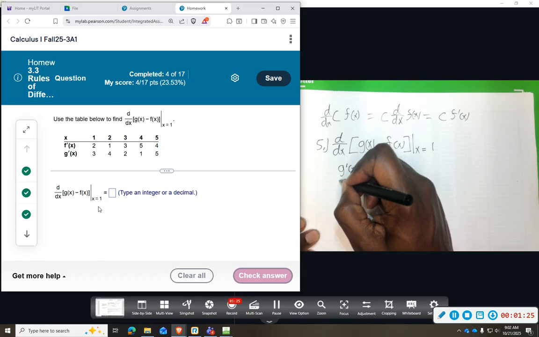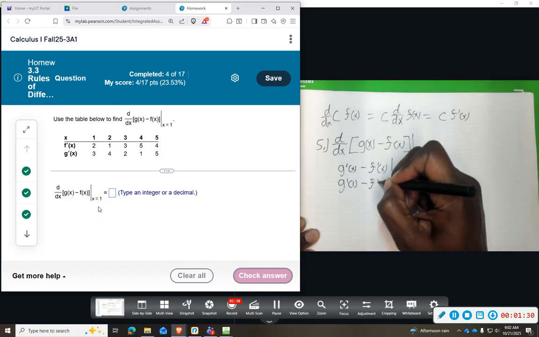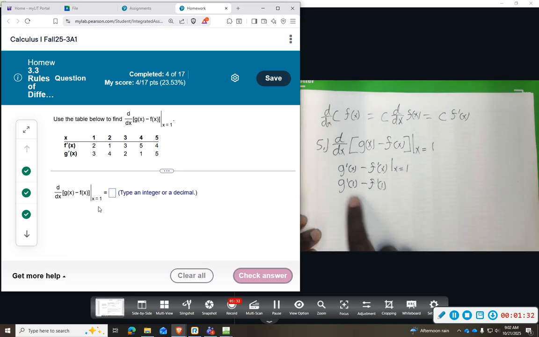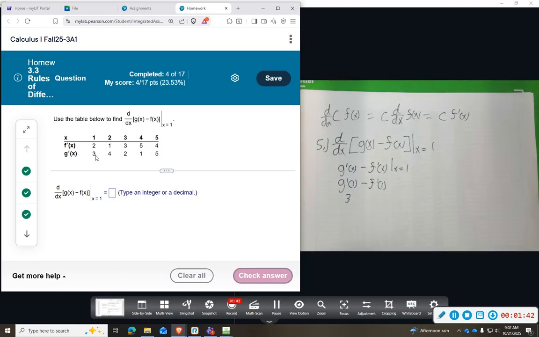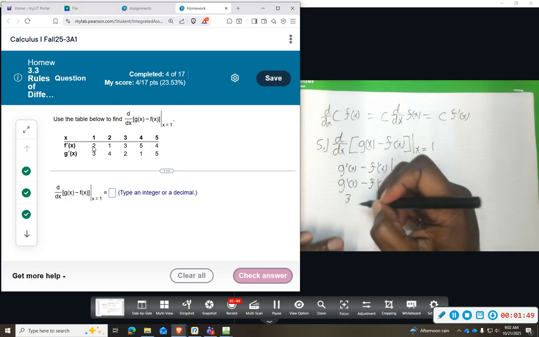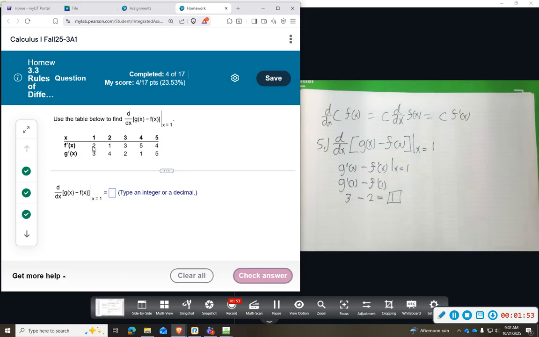And so now we're going to figure out what g prime of 1 is, and we're going to subtract f prime of 1. So we're going to use our table. So g prime, and then when x is 1, g prime is 3. So we're going to plug in a 3. And then f prime, when x is 1, is the ordered pair 2. So we're just going to do 3 minus 2, and that gives us 1.